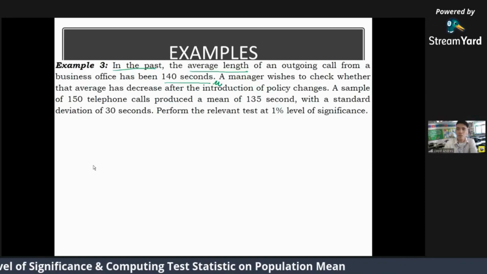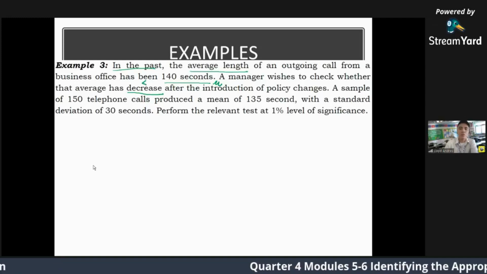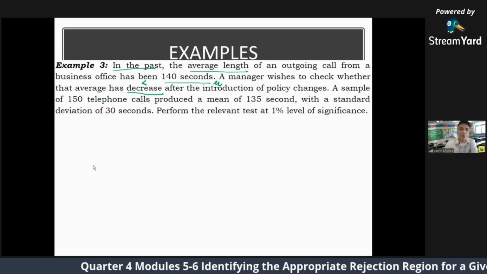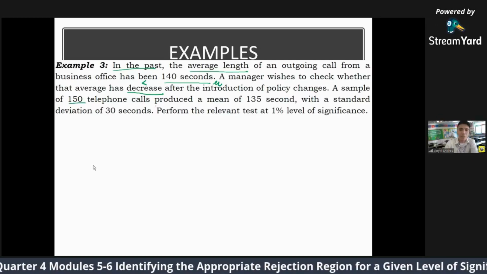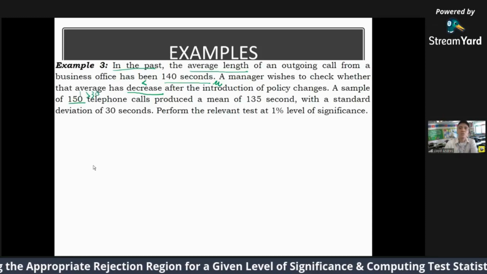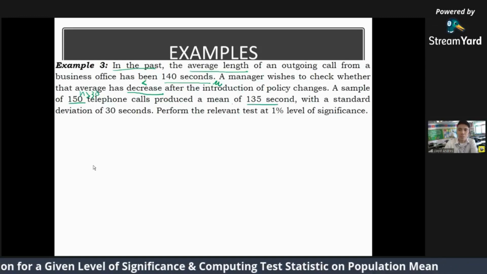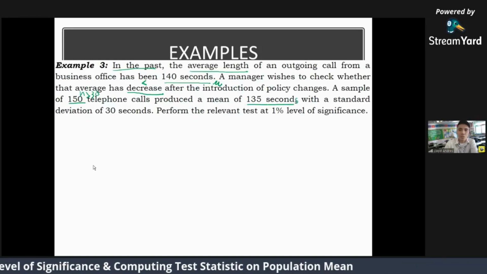A manager wishes to check kung nag-decrease ba daw. So i-check niya kung nag-decrease, so less than ta. So therefore one-tailed test ta. A sample of 150. So this is greater than 30 atong sample size. And produce 135 seconds. So meaning this is our sample mean.